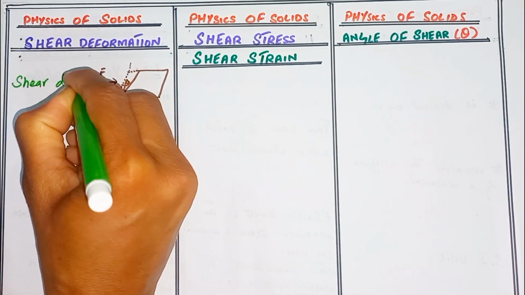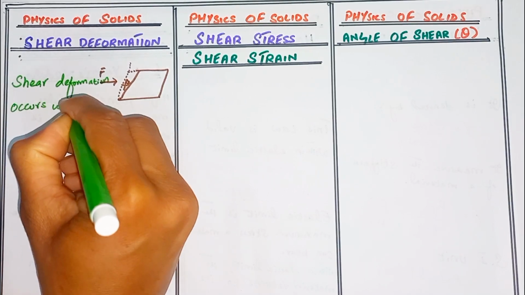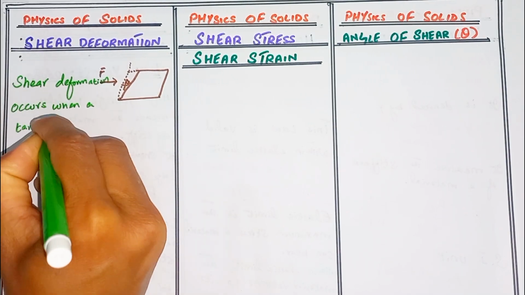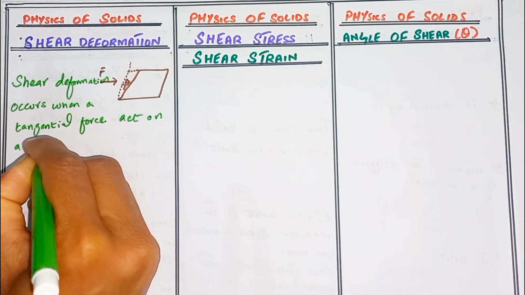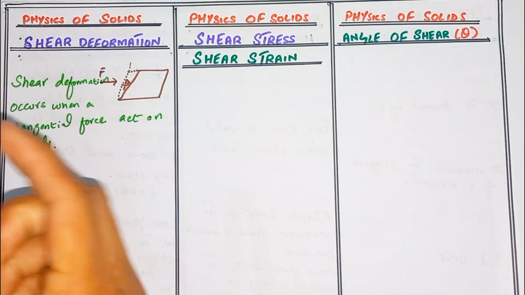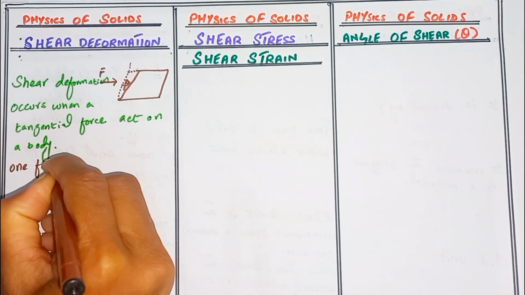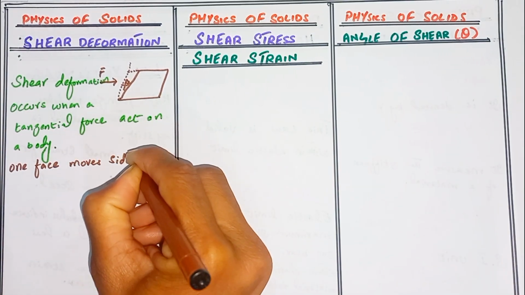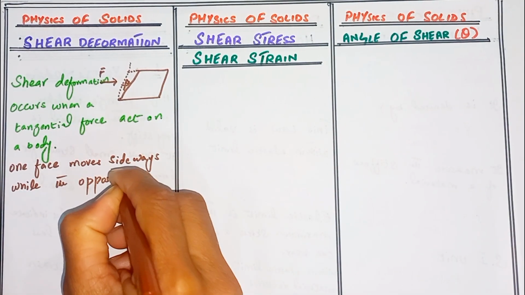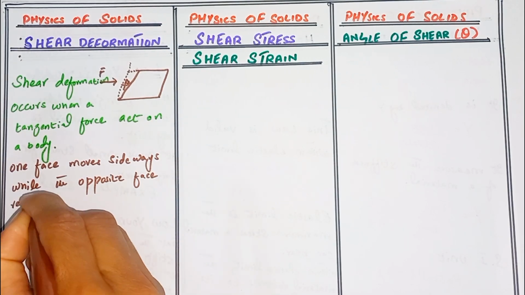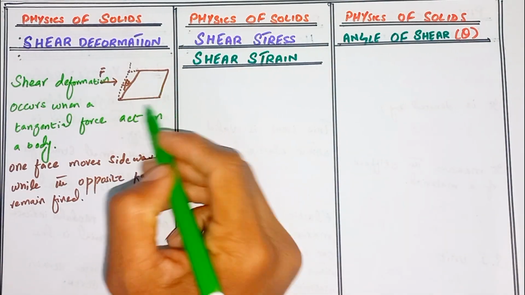Shear deformation occurs when a tangential force acts on a body. When a tangential force acts on a body, one face moves sideways while the opposite face remains fixed. This only changes the shape but the volume of the body remains the same.